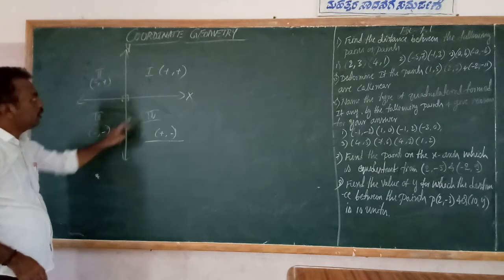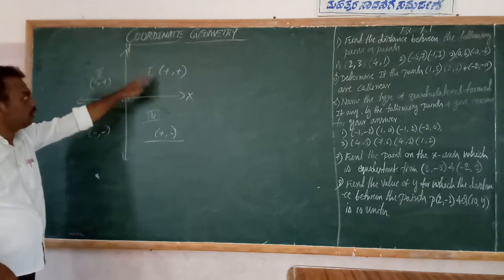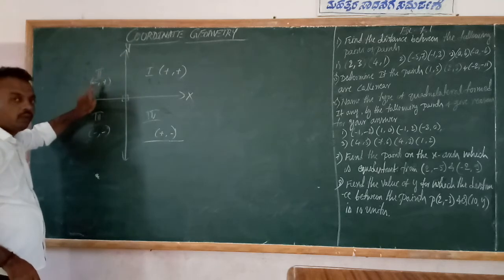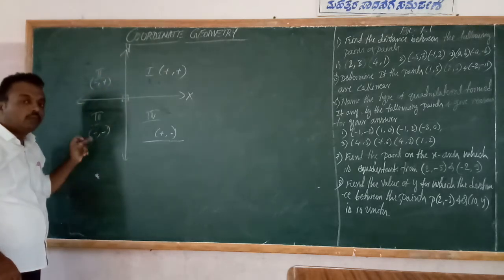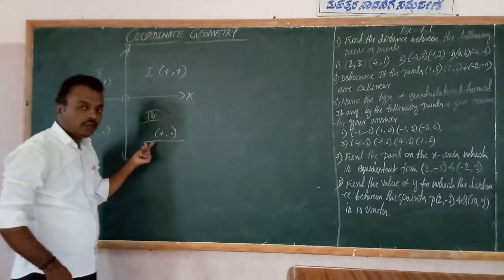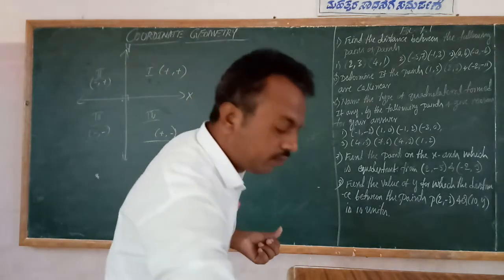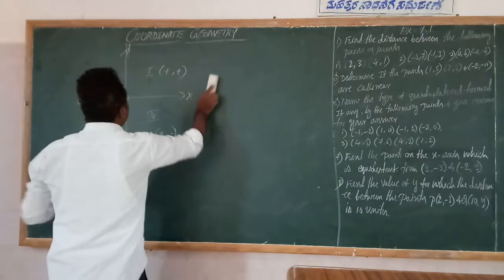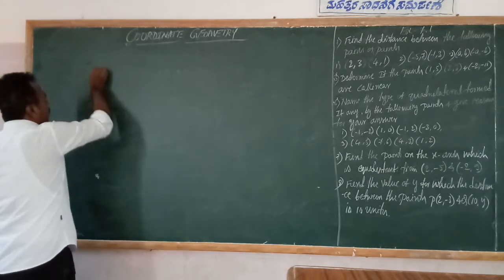So in these quadrants, in the first quadrant both are positive points, positive coordinates. In the second quadrant, one is negative and one is positive. And in the third quadrant, both are negative. In the fourth quadrant, the first one is positive, second one is negative. Okay. See, and also we have to discuss, in the last classes, the x coordinate.